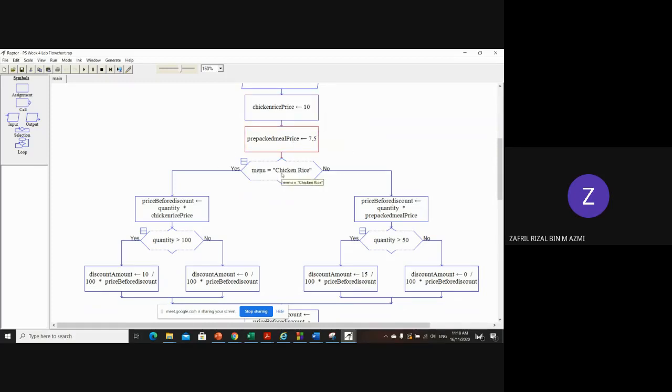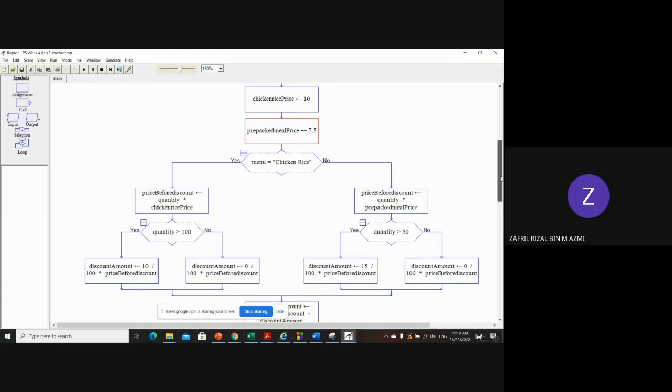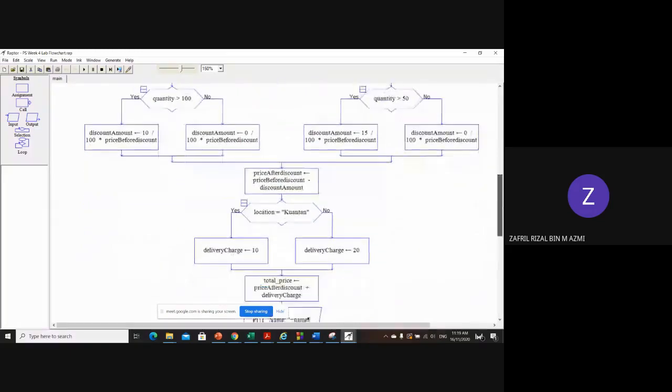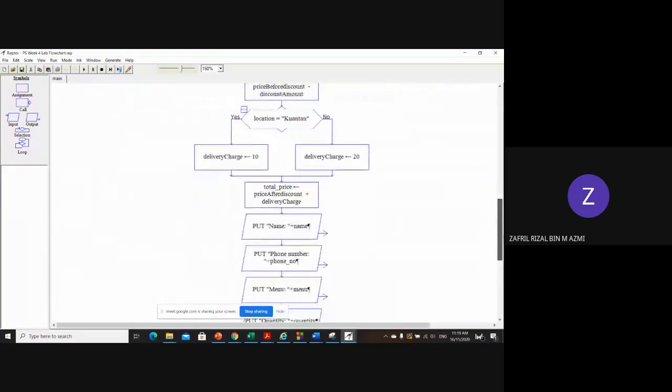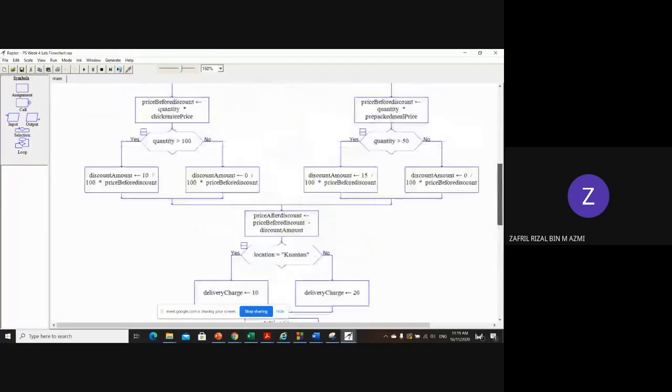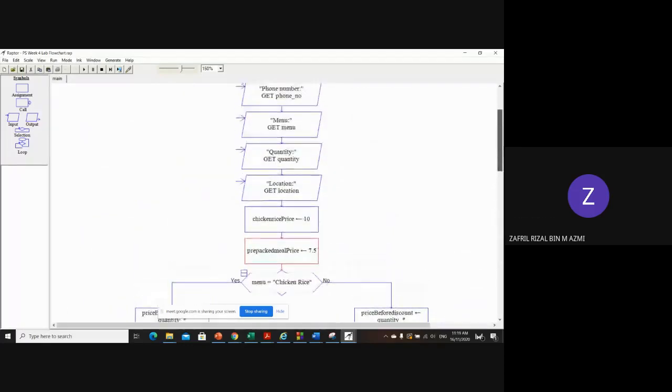So okay. Yes over here. Alright, correct. No over here, this one for the prepacked meal. So using only one condition, one diamond symbol. So correct. Alright, so this is correct. Very good.